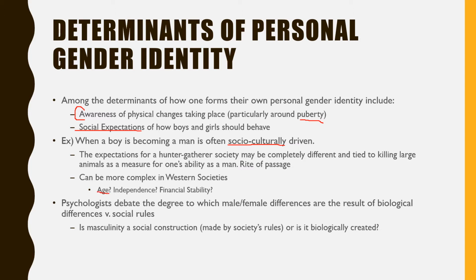Do we base this on age, like 18? Do we base this on independence, when you move out of the house? Do you base this on financial stability, being able to pay for your own things? These are very much up for debate. And psychologists debate the degree to which male and female differences are the result of biological differences or social rules. Because in the ideas of many, is masculinity a social construction, because so many people practice different forms of masculinity, or is it biologically created? Another nature versus nurture argument.